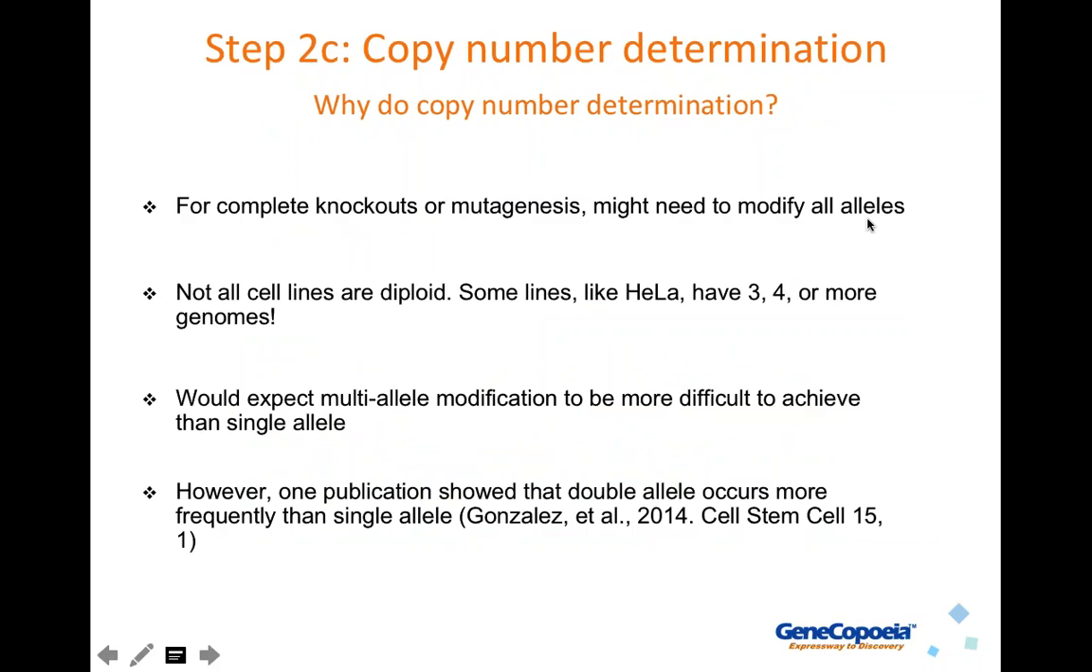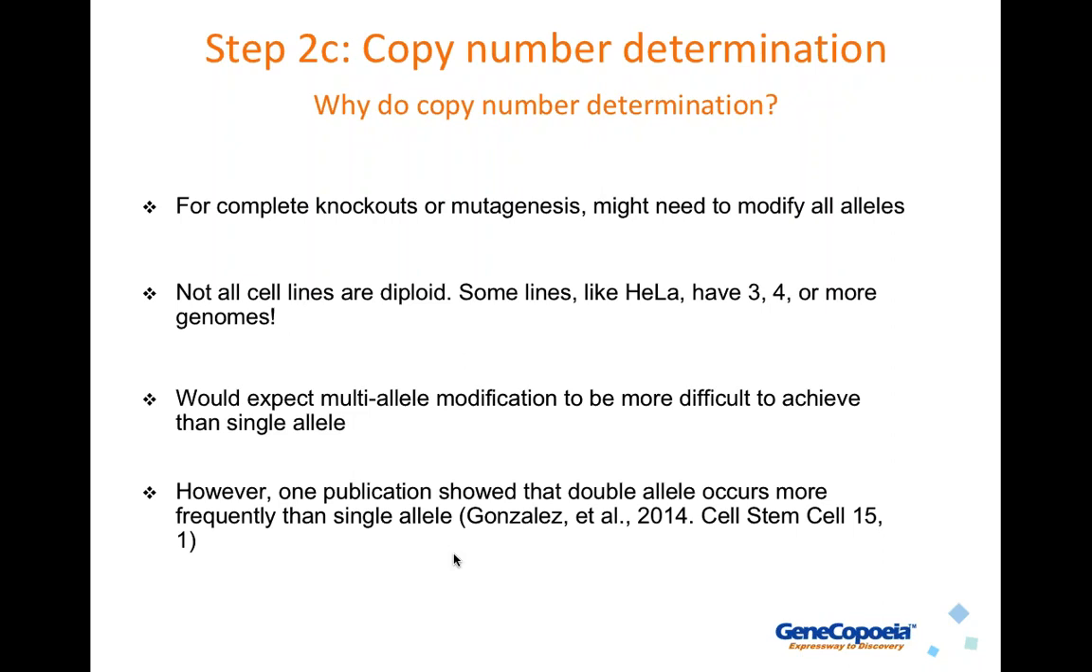Okay, so the next step in the process is copy number determination. So why do copy number determination? What do I mean by that? For complete knockouts or mutagenesis, you might need to modify all alleles. And you notice I said all alleles and not both alleles, and that's because not all cell lines are diploid. Some lines, like HeLa, for example, have 3, 4, or more copies of the genome. And so now you might expect multi-allele modification to be more difficult to achieve than single allele. However, there's at least one publication that shows that double allele modification actually does occur more frequently than single allele.